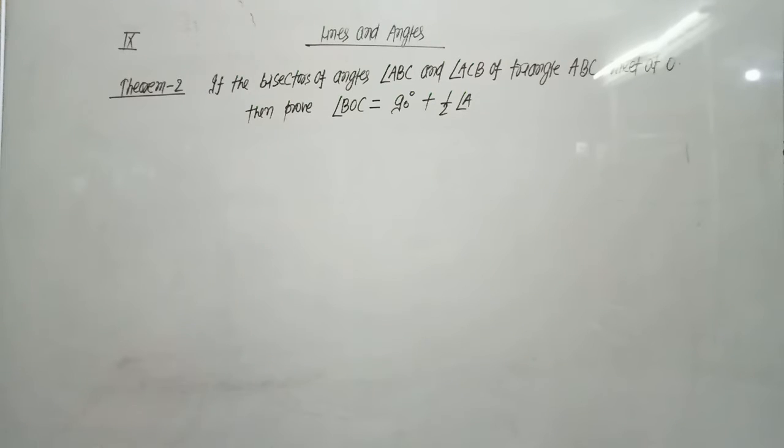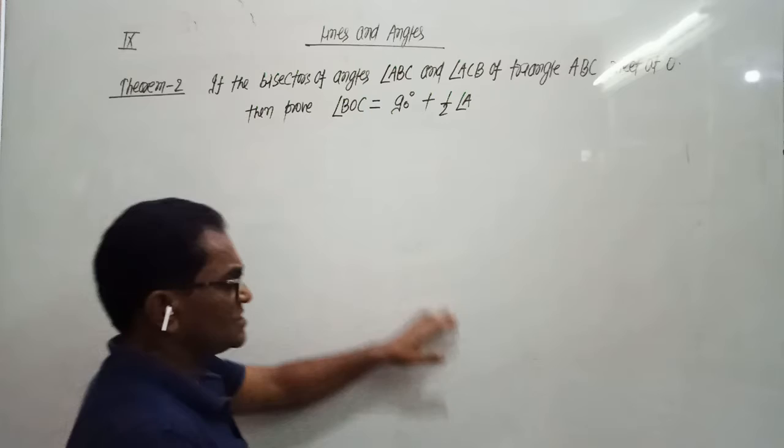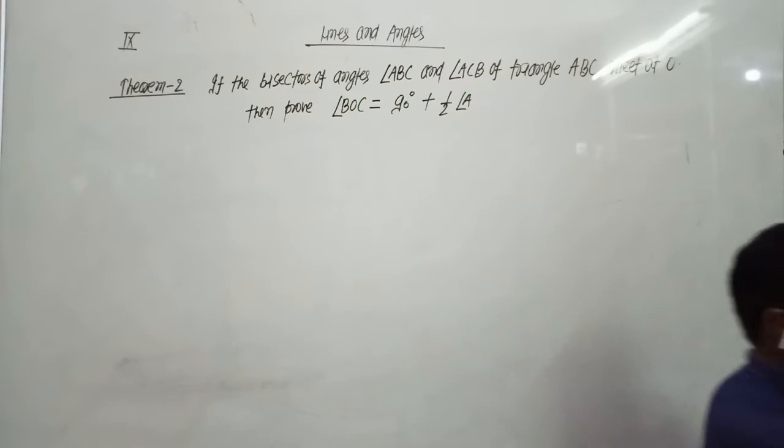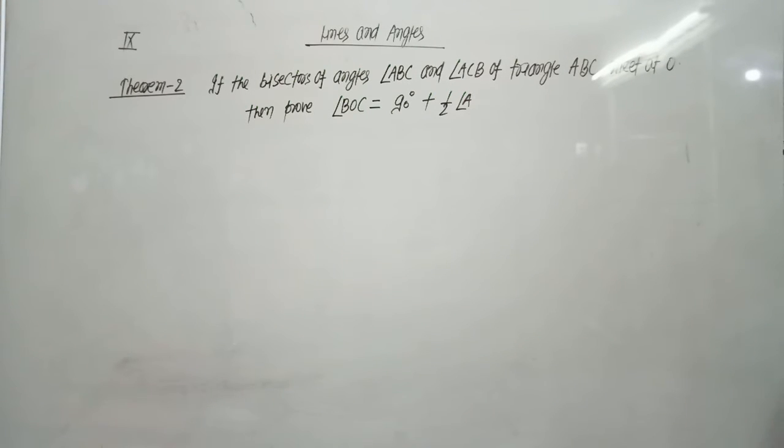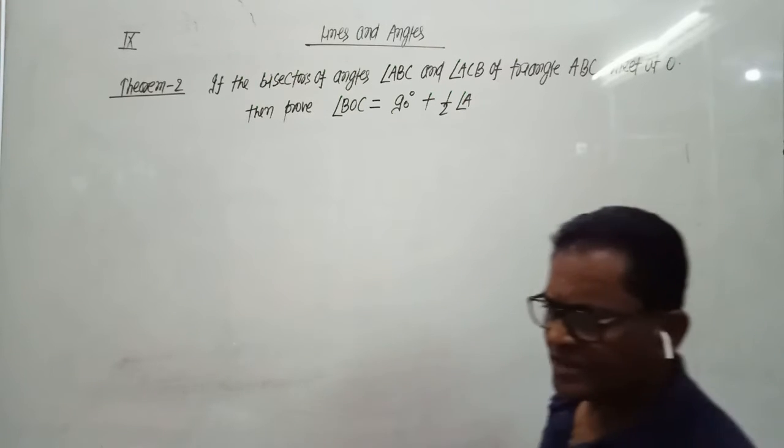In the previous video, we have discussed theorem number 1, that the sum of three angles of a triangle is 180 degrees. Now we prove the next theorem.